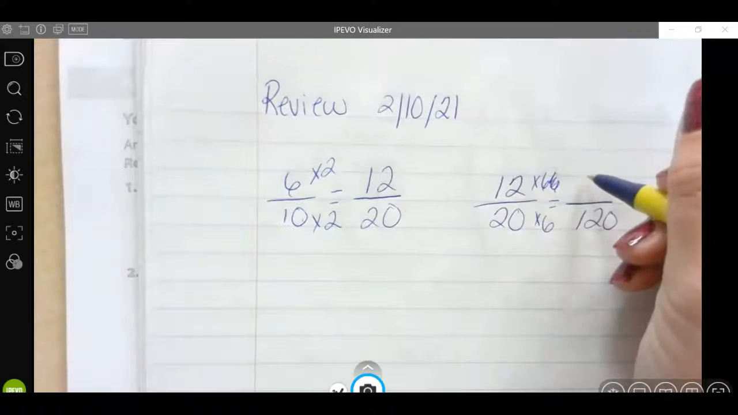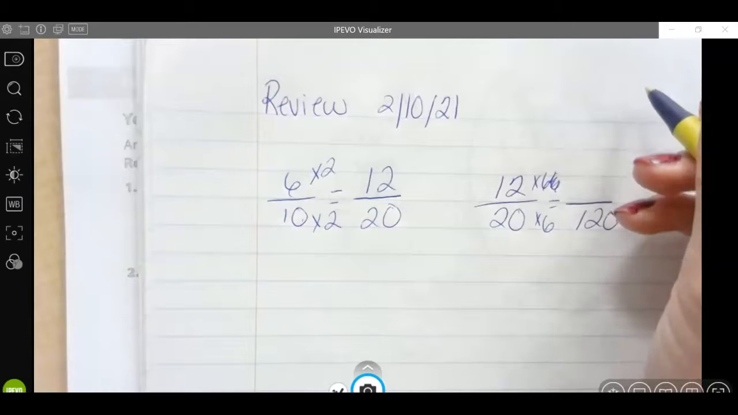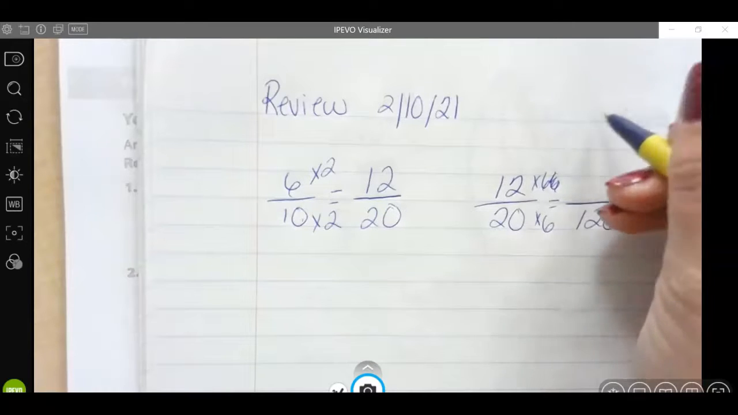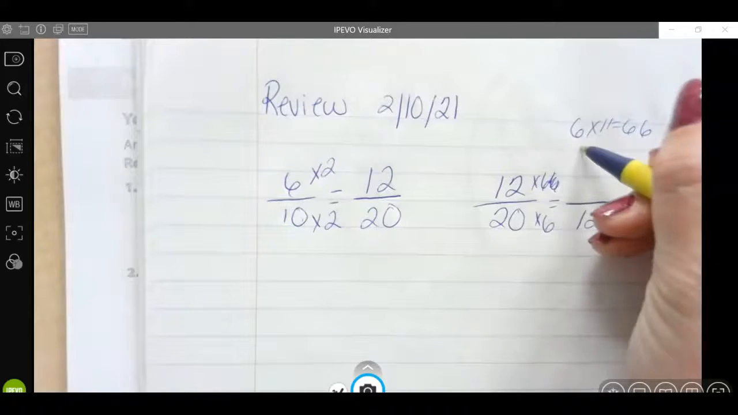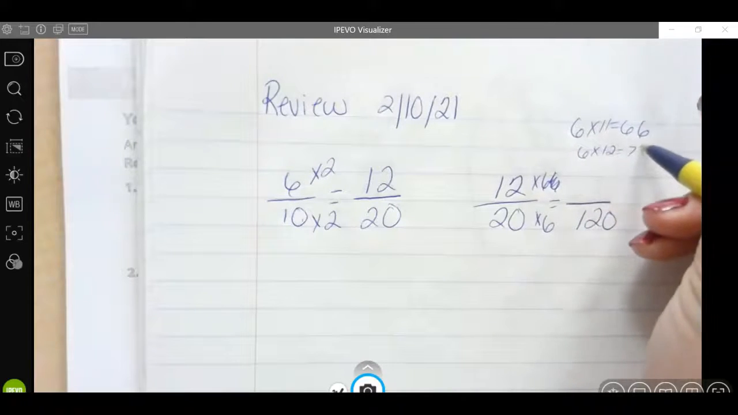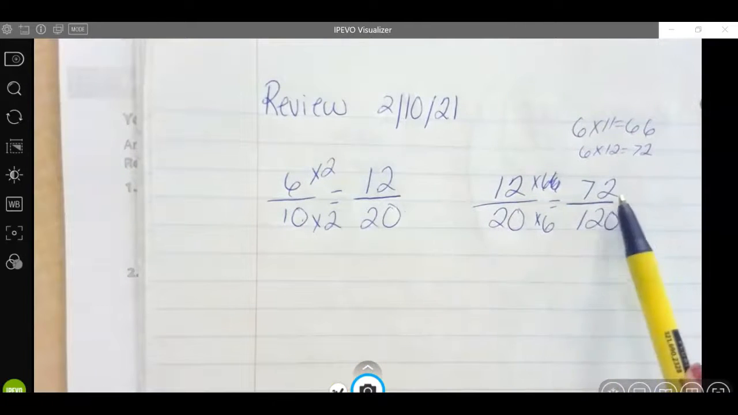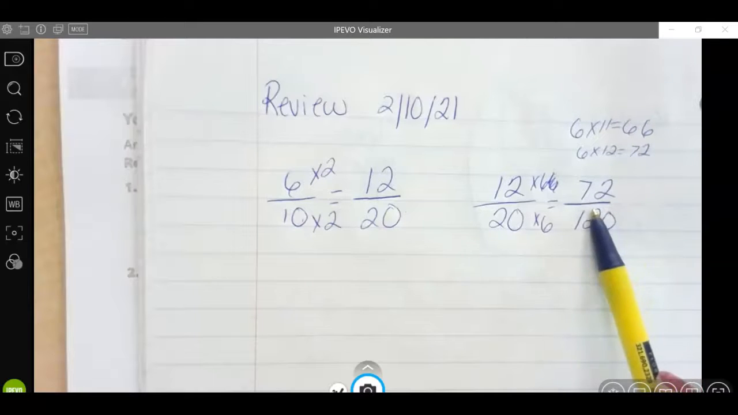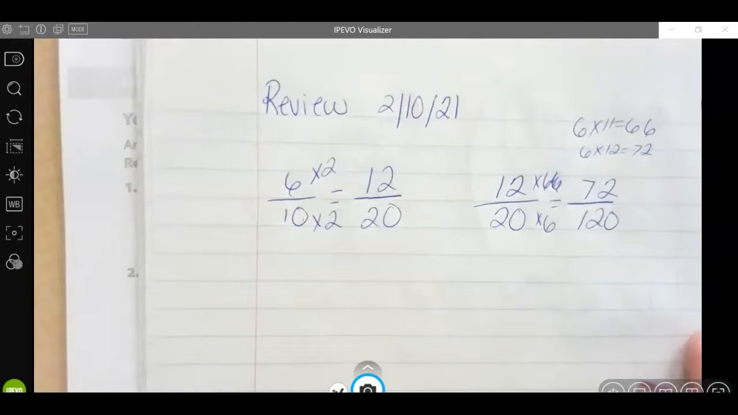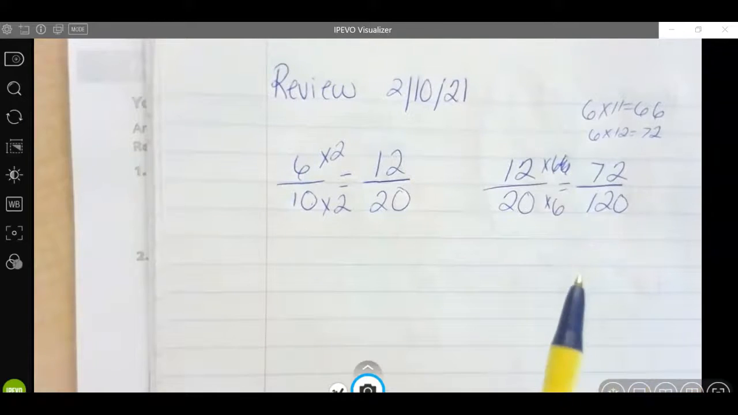What's 12 times 6? I know that 11 times 6 is 66. Bailey? 6 times 11 is 66. 6 times 12 is 72. So we would say that 12/20 is equal to 72 120ths. Okay? And wouldn't 6/10 be equal to 72/120? Yep.